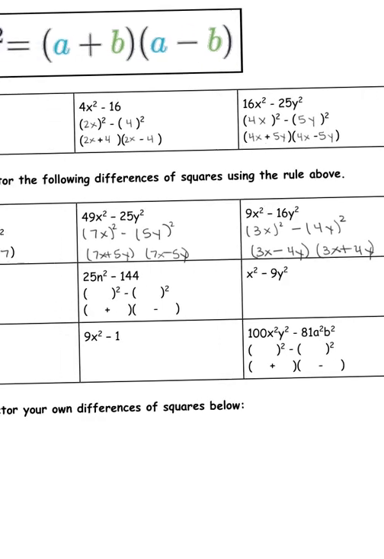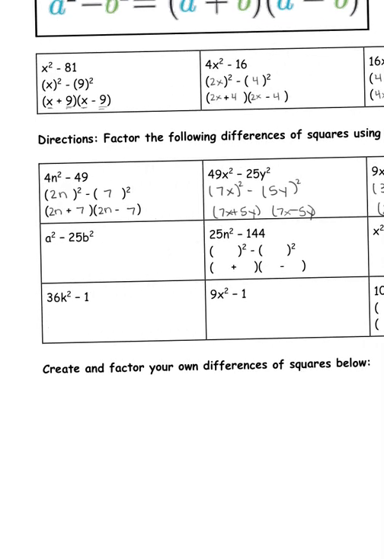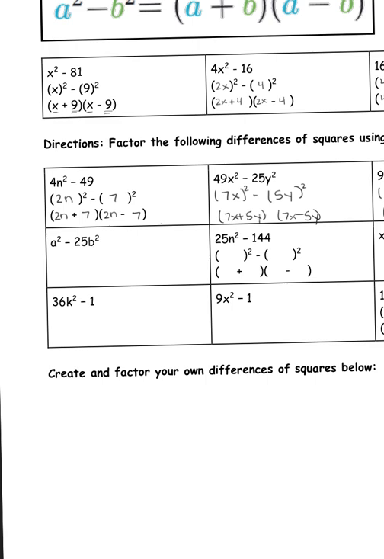All right. So continuing on to our second row, we have a squared minus 25b squared. Again, you don't have to do that middle step that we've been doing. You can just go ahead and make your parentheses. So I have a, and a, I know that the square root of 25 is 5, and then I know that the square root of b squared is b.